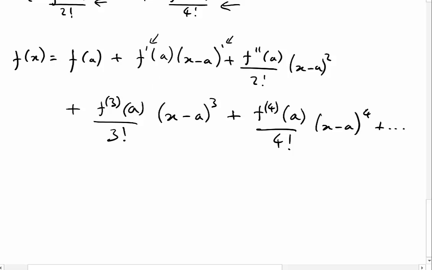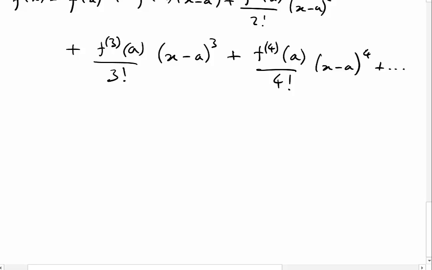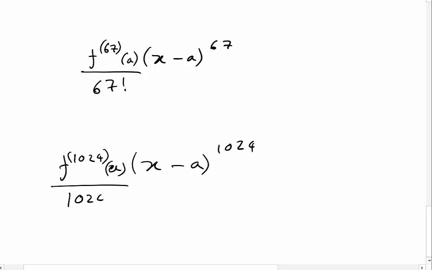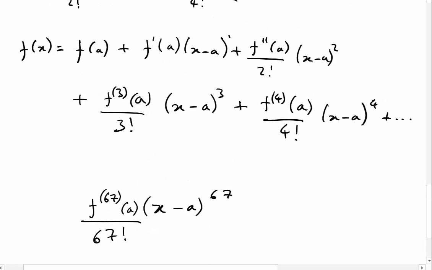Hopefully, if you understood how we came up with the power series, then this is just bread and butter to you. You just look at the power. If I look at this one, the power is 4, so I know it's going to be the fourth derivative and the fourth factorial. Likewise, what would be the coefficient for the term x minus a to the power 67? It will be the 67th derivative of a over 67 factorial. If it was the 1024th term, it would be the 1024th derivative of a over 1024 factorial. It's as simple as that.